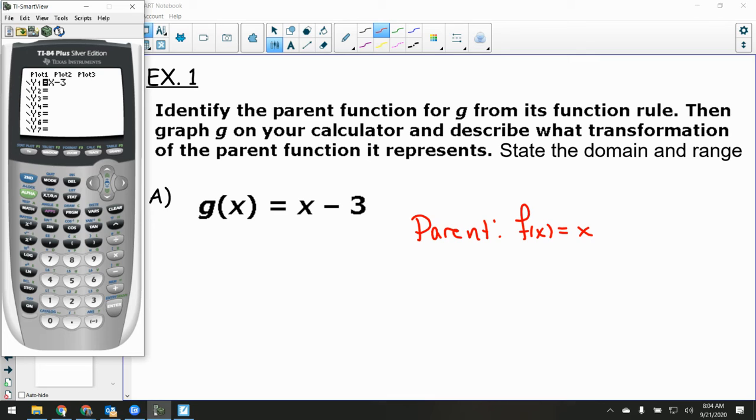Now here's what I'm going to do. I am not only going to graph the transformed function, but I am also going to graph the parent as well, because I want to see what type of transformation it has.